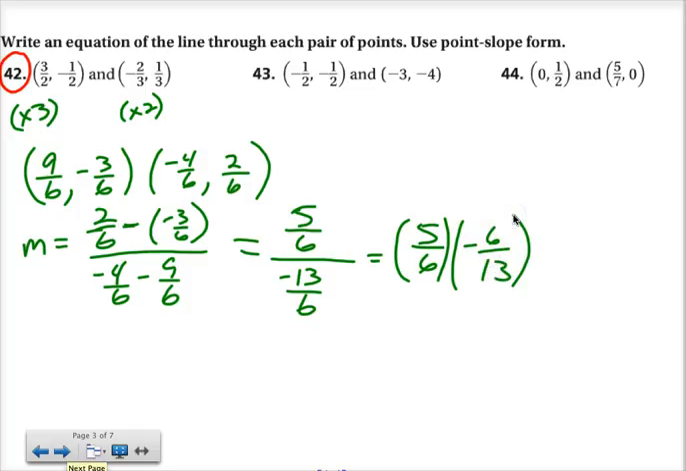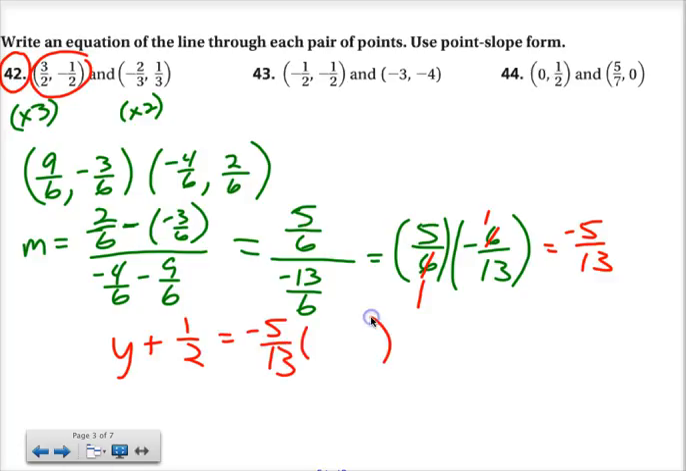And very nicely here, these 6's are going to cross reduce, and we get negative 5/13. And then what we need to do is just pick one of those two fractions and write this in point slope form. I think I'm just going to go with the first one right here. So y plus 1/2, because minus a negative will make that a plus, equals negative 5/13 times x minus 3/2. And because it said leave it in point slope form, that's exactly what I'm going to do. I'm not going to try and clean that up at all.